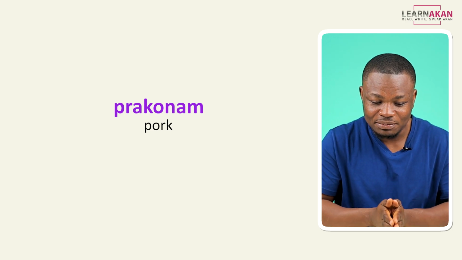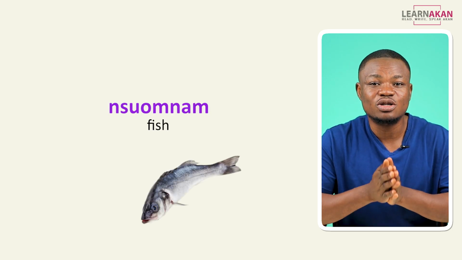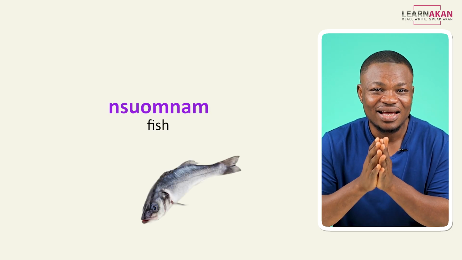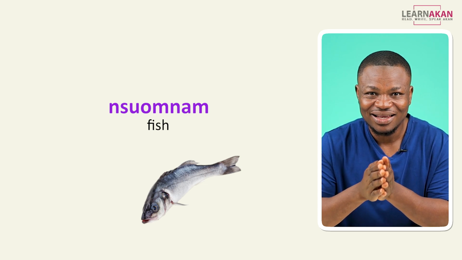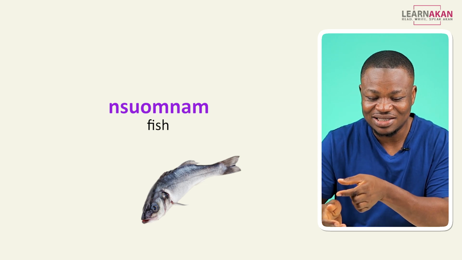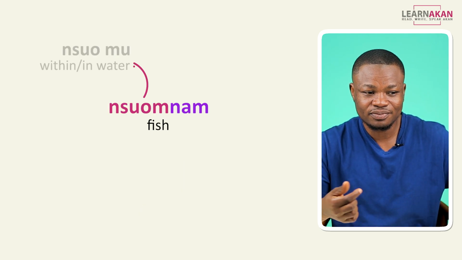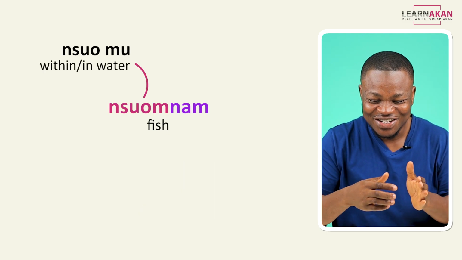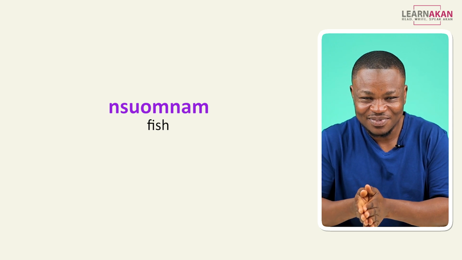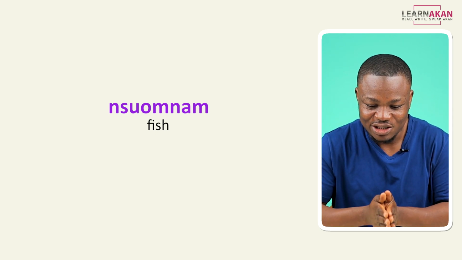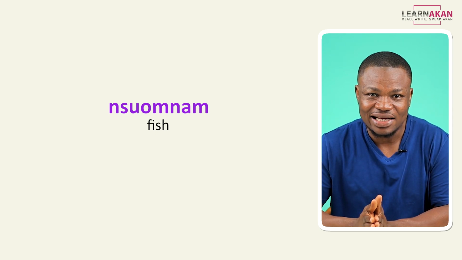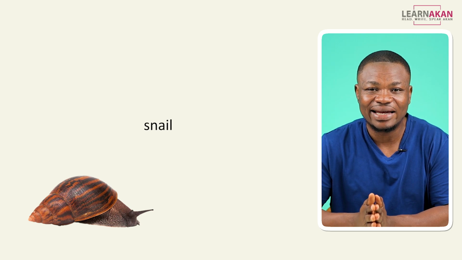So prekunam is pork. Okay, prekunam. Fish is nsuomnam. So it's meat that we get out of the water. So we have nsuom inside the water. Okay, so we have nsuomnam as fish. Next we have snail, and that is nwa.